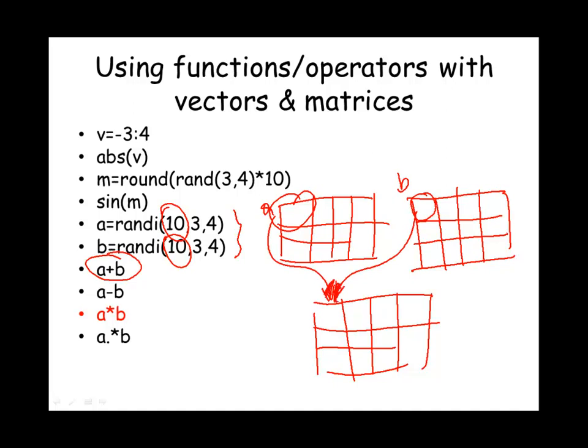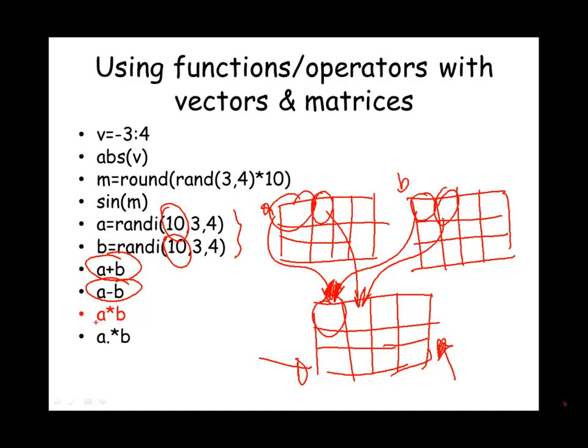So the summation of the first element will be placed in the top left corner. The summation of the first row's second columns will be placed in the corresponding entry of the resulting matrix, and this entire matrix will be filled in that fashion. A minus B will do the same thing, but instead of adding numbers, you would be subtracting corresponding numbers and filling out this resulting matrix. So addition and subtraction will perform element-wise addition and subtraction.